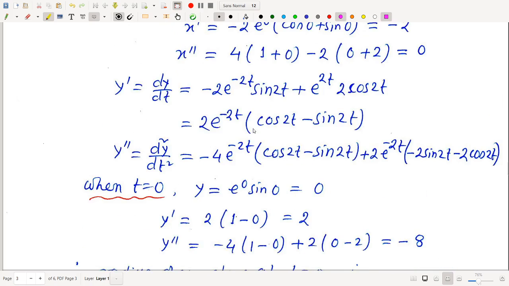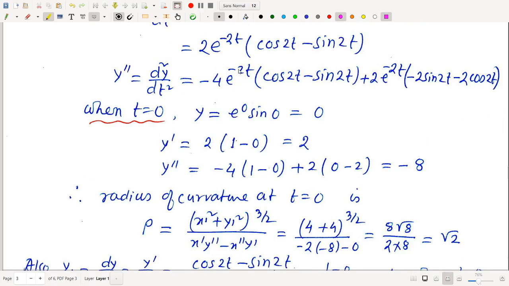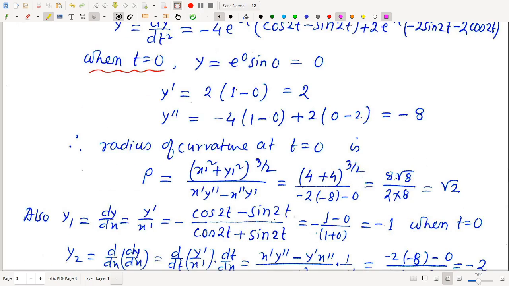y dash is, here 2 e to the power 0 means 2 into 1, here cos 0 is 1, 1 minus 0. Okay, so it is 2. y double dash is, here minus 4 into e to the power 0, 1, cos 0 is 1, minus sin 0 is 0, so 1 minus 0. Then 2 e to the power 0 means 2 and sin 0 is 0 minus cos 0 is 1, so it is minus 2. Finally minus 4 minus 4, minus 8.